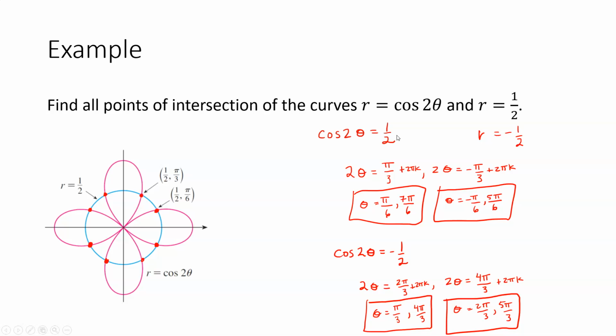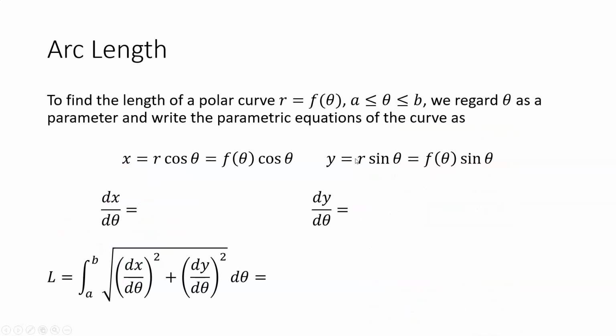Okay. Let's move on to a new topic, which is arc length. And here we can use the strategy that we did when we found the arc length of a curve defined by parametric equations. Here we know that we can find the parametric equations of a polar curve by writing it as f of theta cosine theta for the x-coordinate, f of theta sine theta for the y-coordinate.